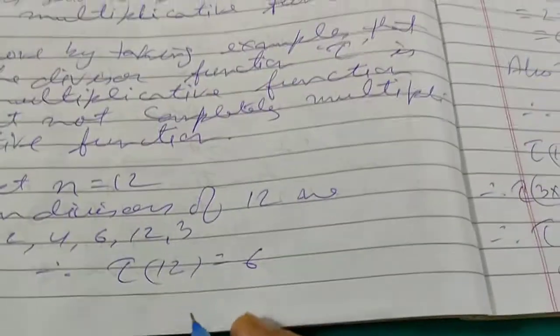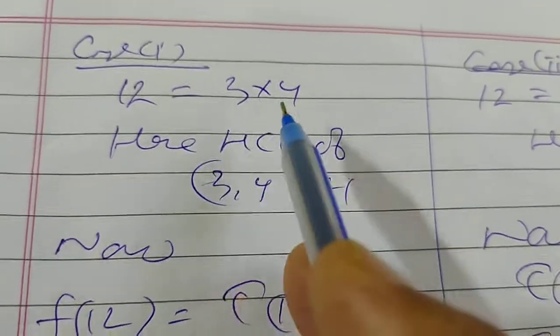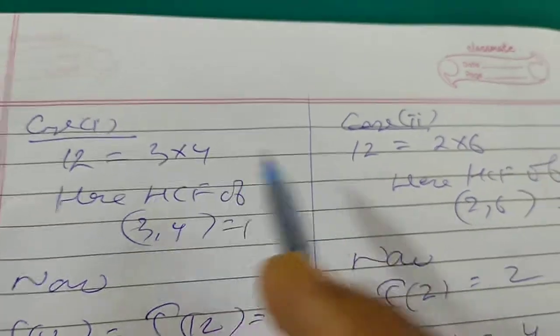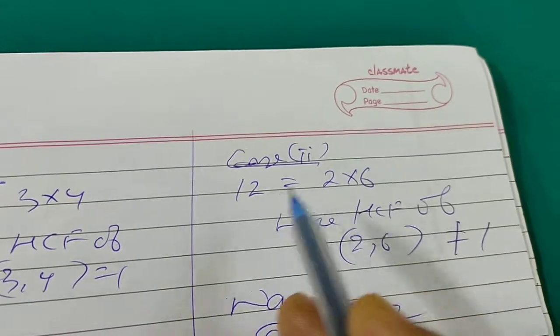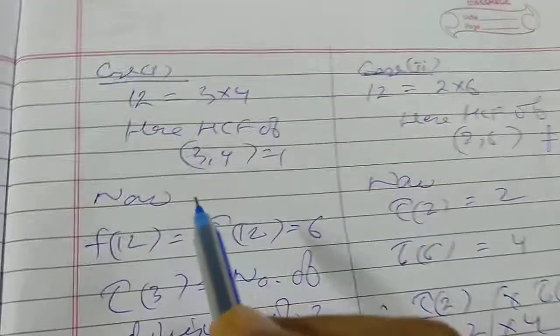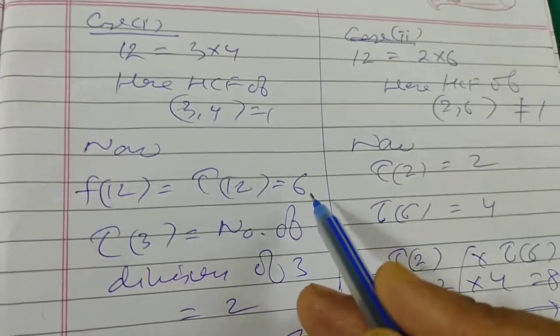Now next we'll split this 12 into two different cases. The first one is 12 equal to 3 into 4. Why have we taken 3 into 4? Because in this case the GCD of 3 and 4 is 1. Then we'll take another case in which the GCD is not 1. So 2 into 6 is 12, but we can see that here the GCD is not 1. So now in this case, tau of 12 we have already obtained, that is equal to 6.